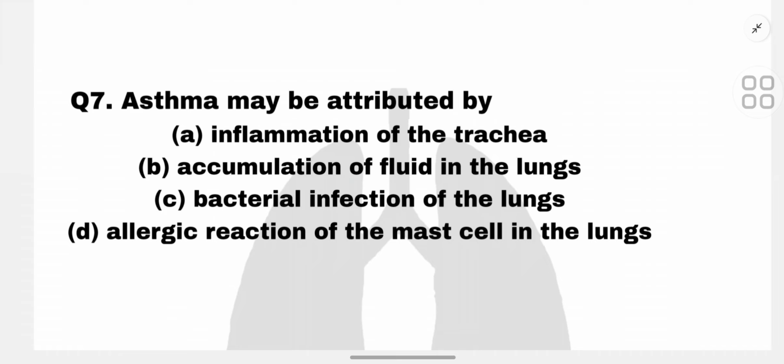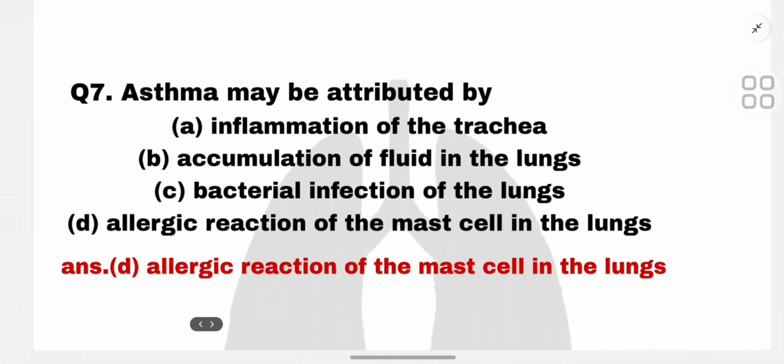Question number 7. Asthma might be attributed to A. inflammation of the trachea, B. accumulation of fluid in the lungs, C. bacterial infection of the lung, D. allergic reaction of the mast cells in the lungs. So the correct answer is D. allergic reaction of the mast cells in the lungs.